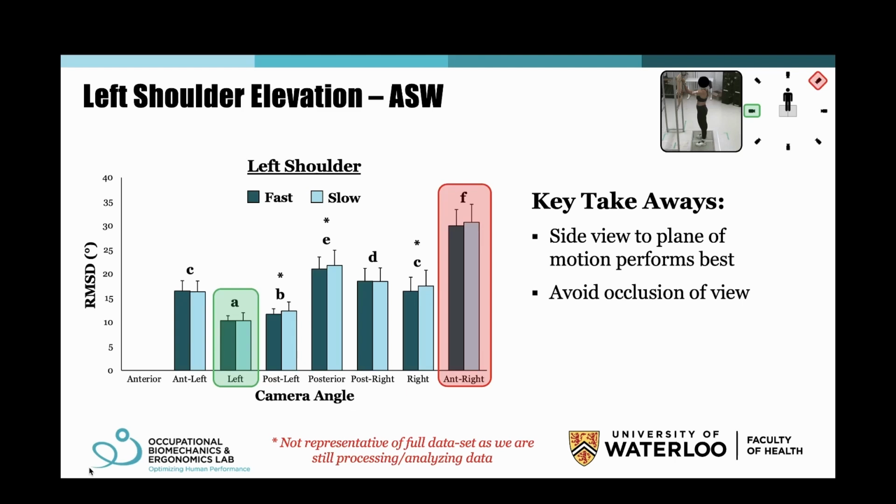We want to avoid occlusions because that leads to greater differences and not being able to track the motion very well. And then what I didn't point out is that all the letters on the different bars, if they're different, mean they're statistically different from each other for camera angles. And the asterisks above those letters mean that there is a statistically significant difference in movement speed. So for some of what I'm going to call the non-optimal camera views, the ones that are not highlighted in green, the slower pace resulted in larger root mean square differences in those scenarios.